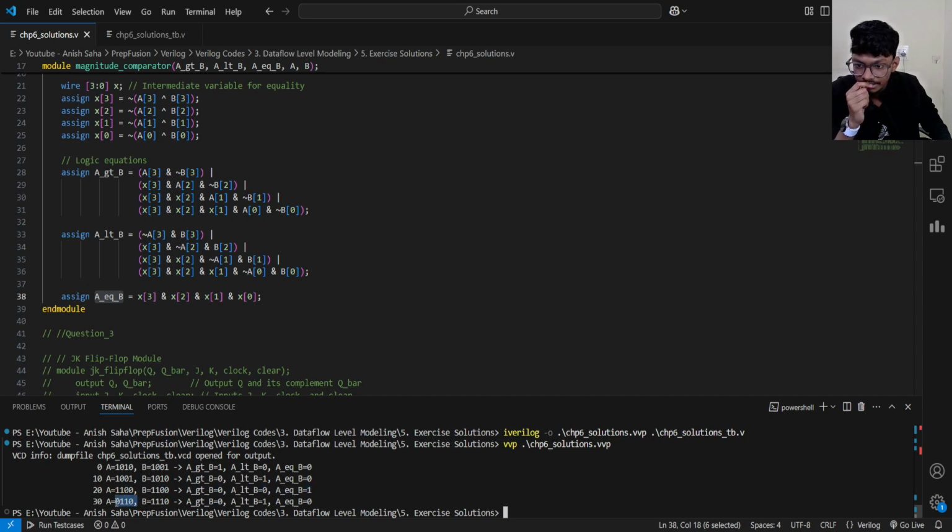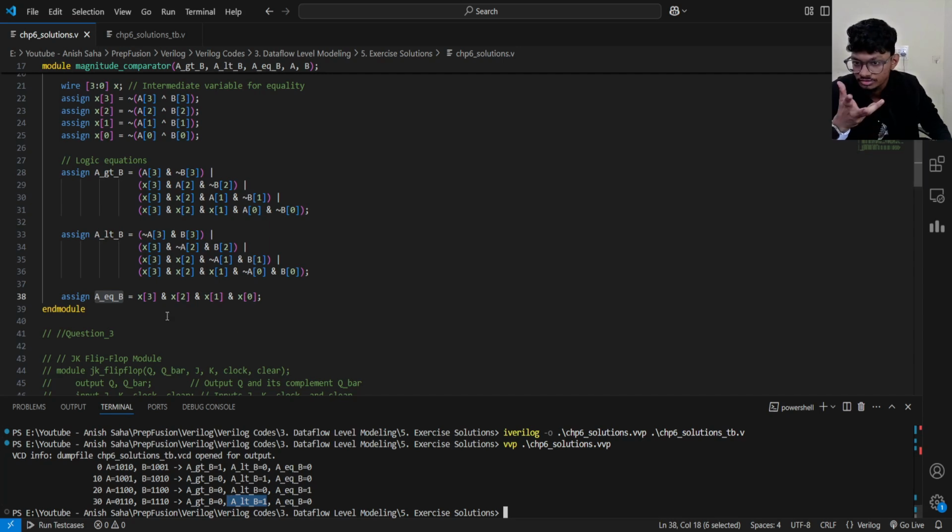Again here A is equal to 0 1 1 0, B is equal to 1 1 1 0. So again what do I see? B is greater than A, correct, because the MSB of B is higher than the MSB of A. So that means A has to be less than B, which is the option B, right? So A less than B is high.